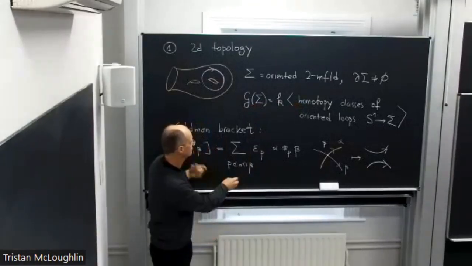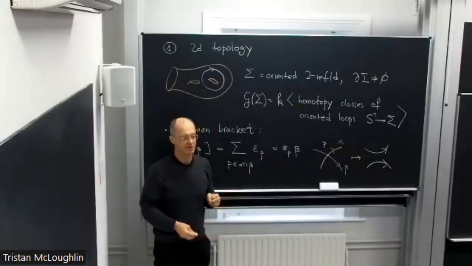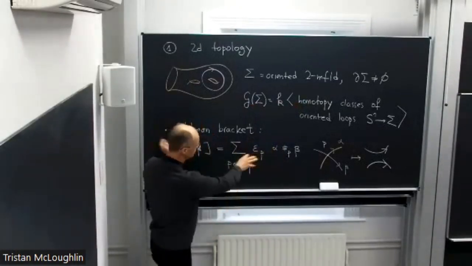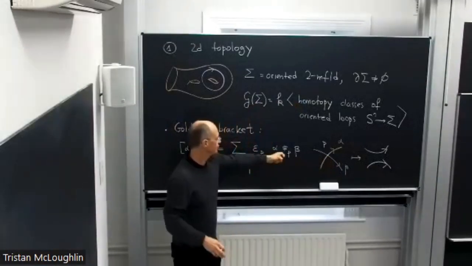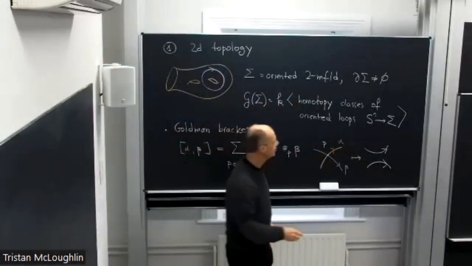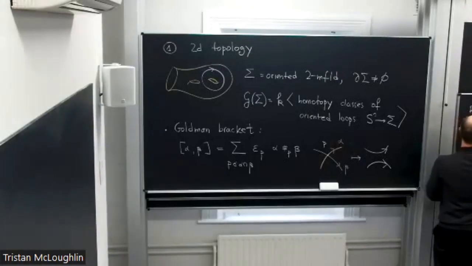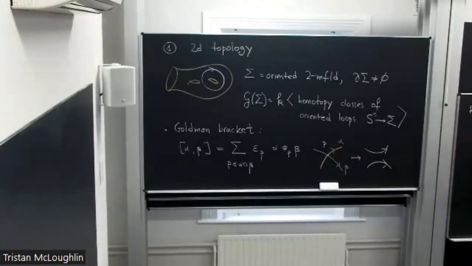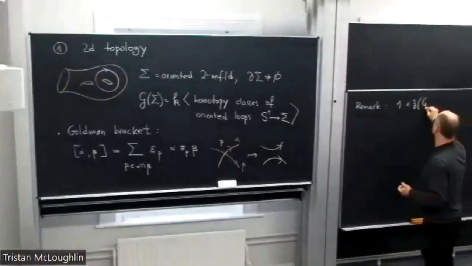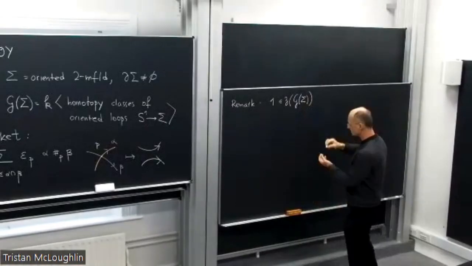In principle, this is an interesting and simple exercise to check that indeed it verifies those properties. As you see, it's completely in terms of pictures, the orientation of the surface and intersections. Now, maybe one small remark. There is a trivial curve, right? The curve which doesn't wind around anything. And it is in the center of this gadget.